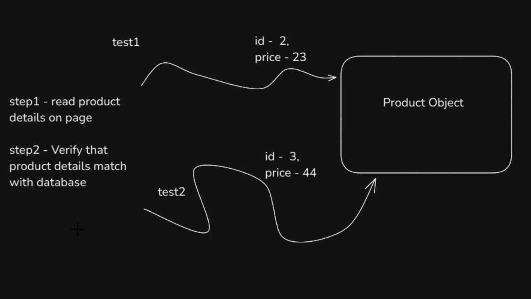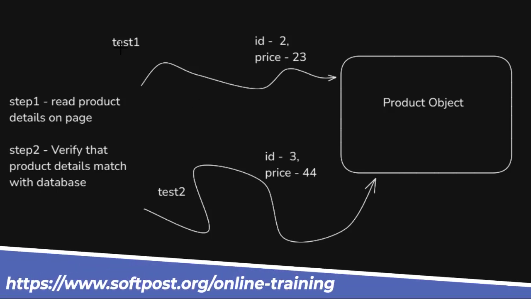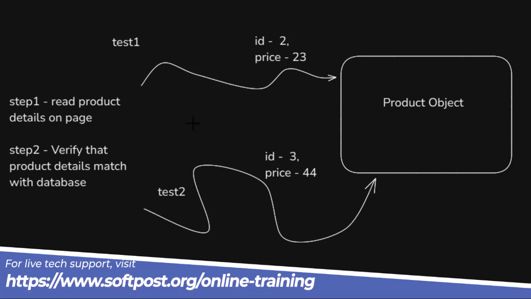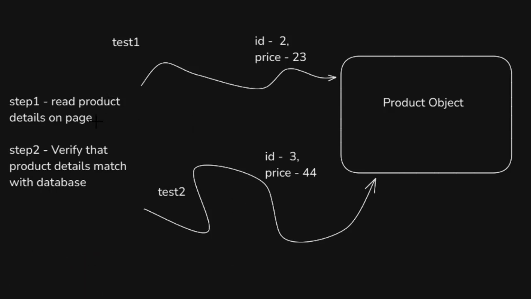Let's try to understand why we need thread local where we are using multiple threads to run the tests. So here I'm running the test with, let's say, two threads. Thread 1 will run, suppose, test 1 and thread 2 will run, suppose, test 2. Let's say each test has two steps.